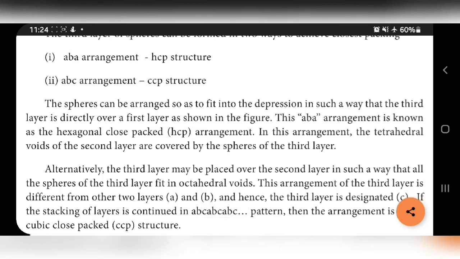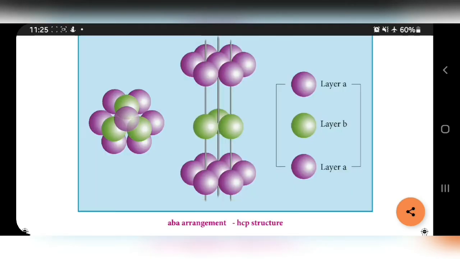The spheres can be arranged so as to fit into the depression in such a way that the third layer is directly over the first layer, as shown in the figure. This ABA arrangement is known as HCP, that is, hexagonal close packed arrangement. The tetrahedral voids of the second layer are covered by the spheres of the third layer. See this picture. So this is ABAB arrangement, HCP structure.